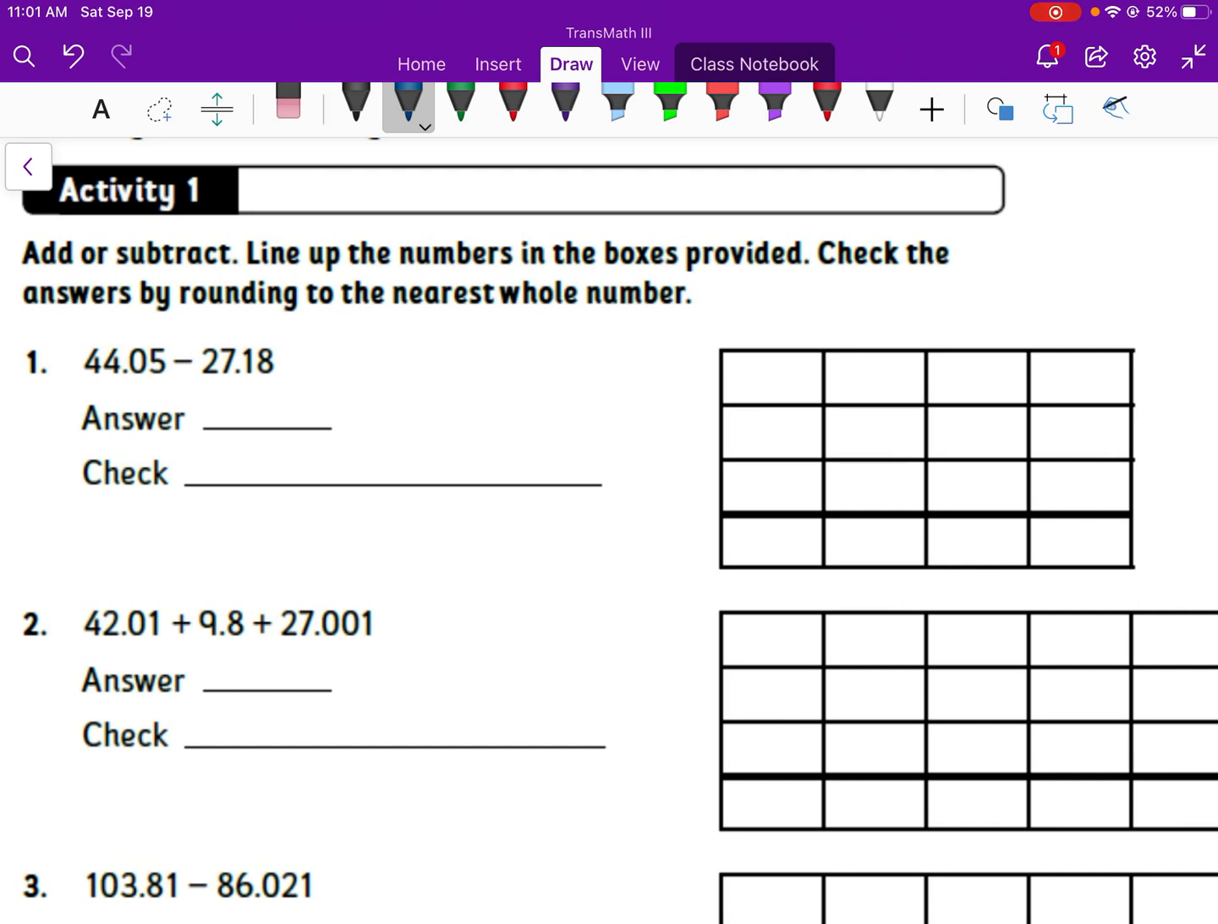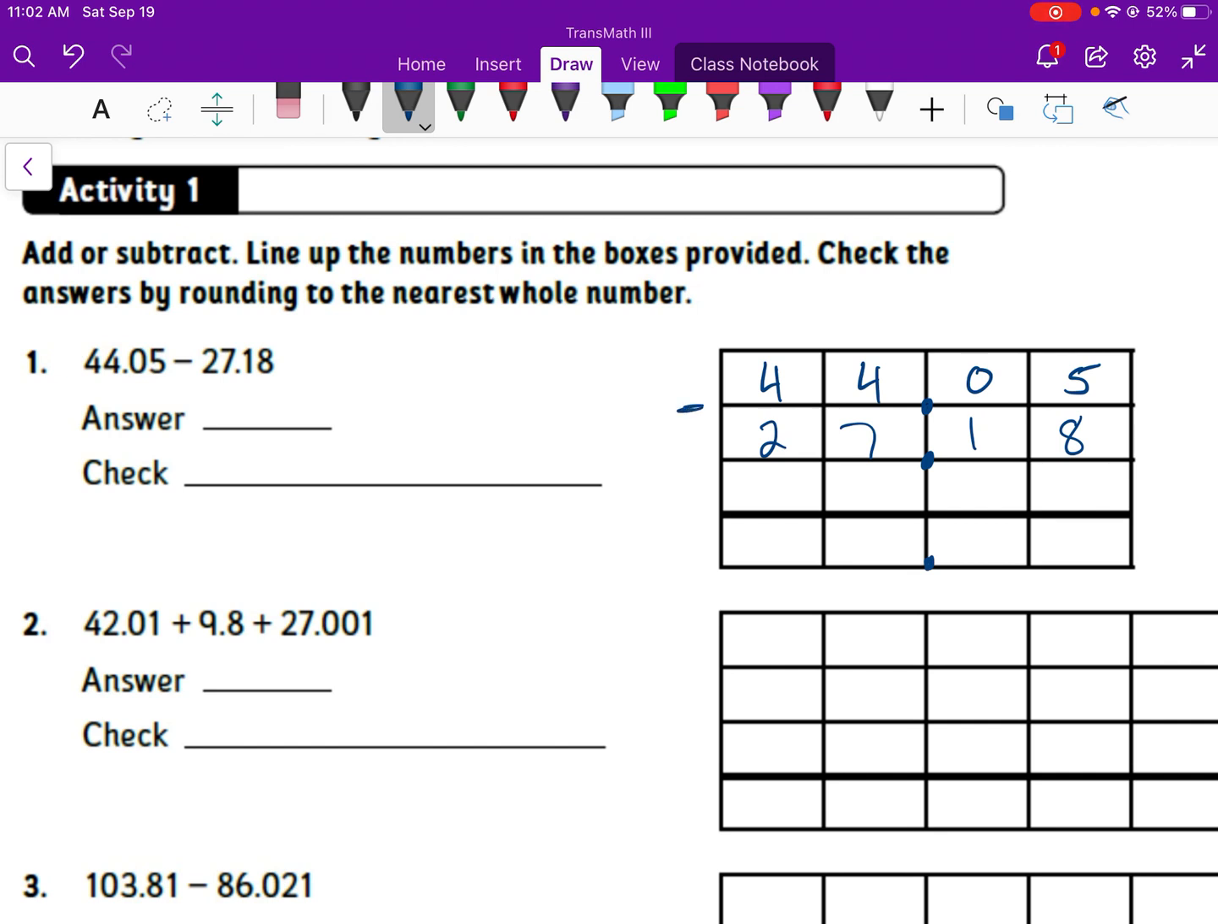Okay. So in our apply skills, they've provided boxes for you. Let's use those. So we got 44.05. So let's go 44. There's our decimal. So whenever we set this up now, we should have the decimal right there. And then it will be in our answer there as well. Okay, so 27.18. And then we're subtracting here.